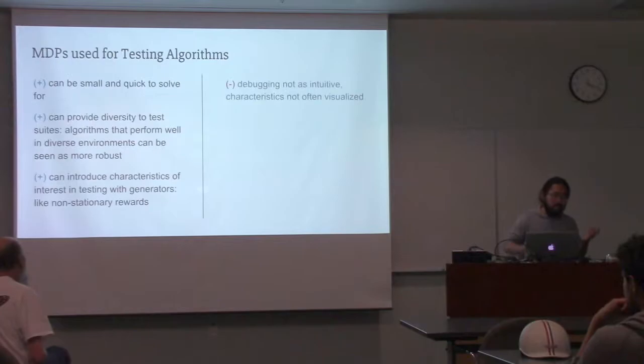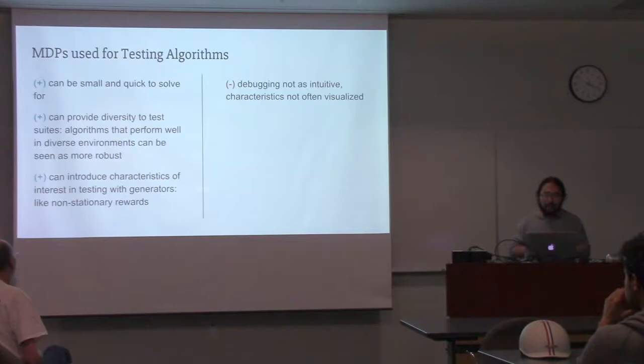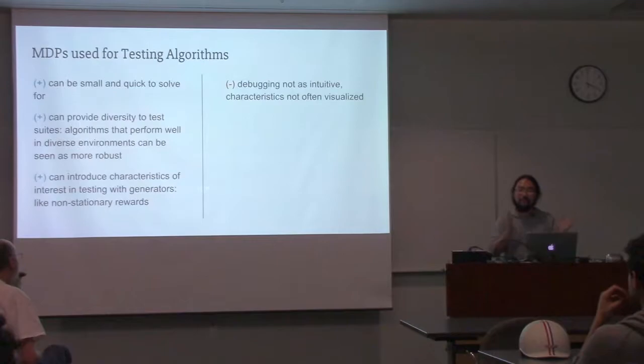Some reasons why they're not as used as often or as widely adopted. Debugging is not as intuitive, and some characteristics are not often visualized. So if you wanted to debug your algorithm or your agent on an MDP, you'd have to look at the matrices. There are not very many natural ways to look at them, as opposed to classical environments like Mountain Car, where you can see that the car is not going the right way. You know that something's wrong.